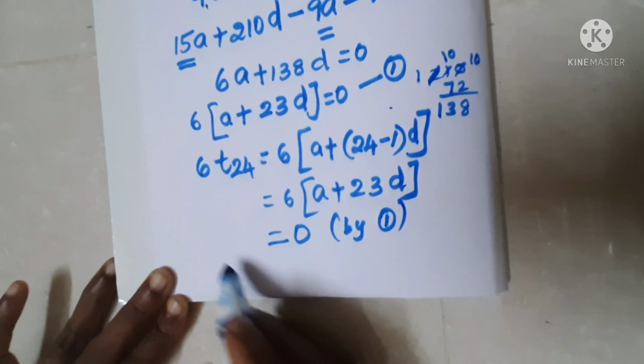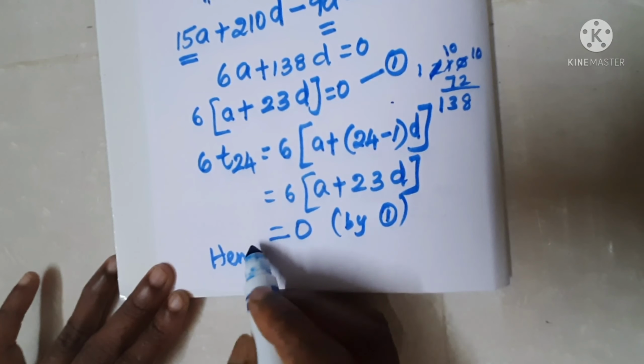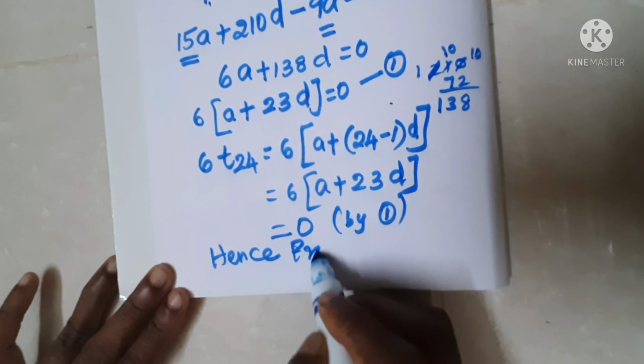So you write hence proved. Hence you have to prove this one only. So hence proved. That's all.